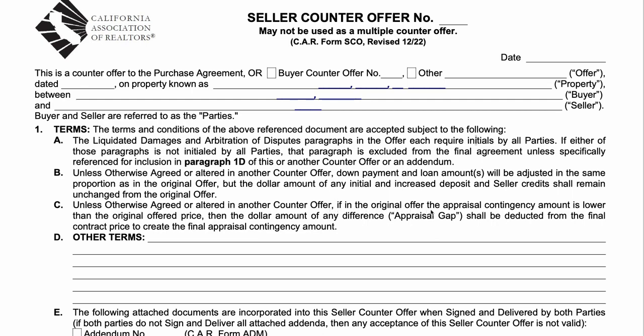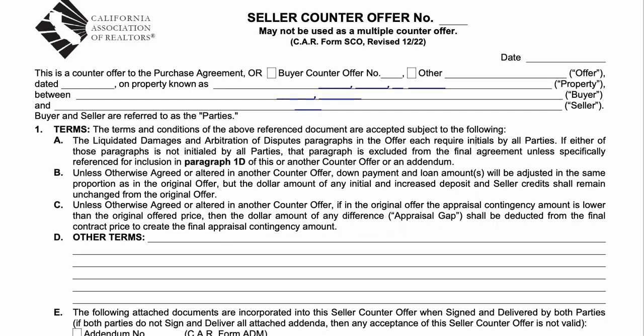If in the original offer, the appraisal contingency amount is lower than the offered price, so you have the appraisal contingency not matching the offered price because it's lower, the dollar amount of any difference, which they identify as an appraisal gap, bad term again, shall be deducted from the final contract price to create the final appraisal contingency amount.